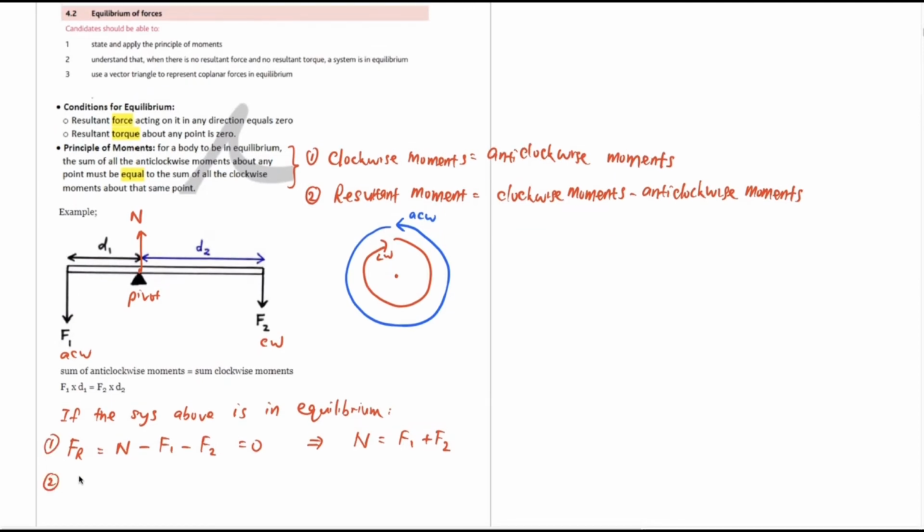Number 2 is resultant moment. Resultant moment, which is clockwise moment. Clockwise moment is F2 D2 minus anti-clockwise moment, which is F1 D1 equal to 0. And because of that, I rearrange it. F2 D2 equal to F1 D1. Okay, so that is the principle of moments. So equilibrium means resultant moment equal to 0, which is fulfilled over here.